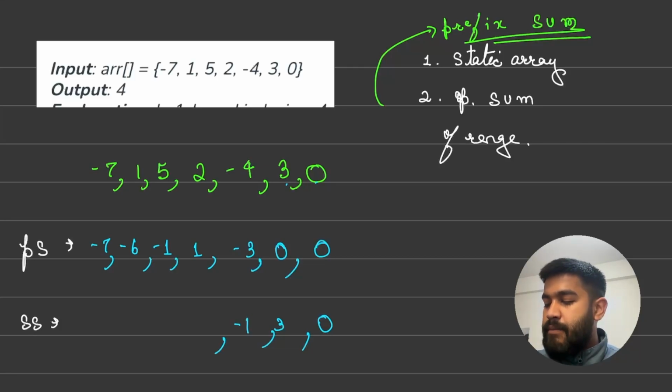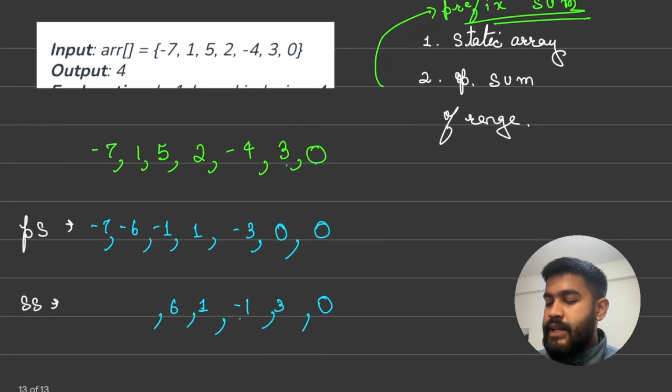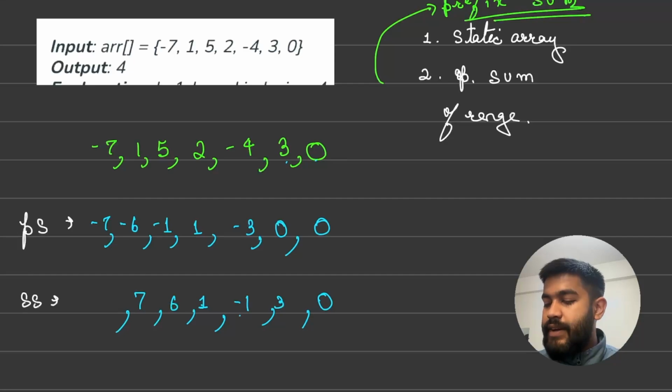Minus 1. Minus 1 plus 2 is how much? 1. 1 plus 5 is how much? That is 6. 6 plus 1 is how much? That is 7. 7 minus 7 is equal to 0.